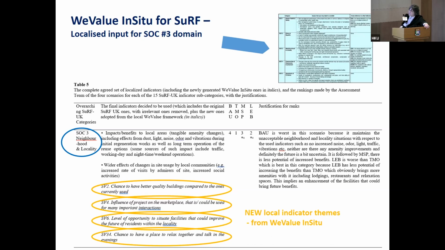So there's an indicator which says we should go and take some measurements about whether there's a chance to have better quality buildings. We've got to check the influence of the project on the marketplace, because the marketplace is very important, a meeting place for interactions. And for example, we need to check the impact of the project on us having a place to relax together as a community in the evenings, because we often do that. And then I'm going to show you in a moment, this represents the 4 different scenarios, and they get scored. And in this particular framework, you have to put a little paragraph to explain how you got your score so that other people can check it.